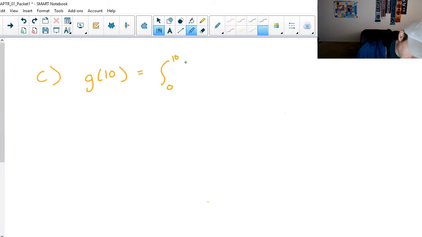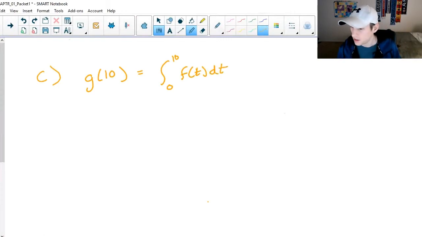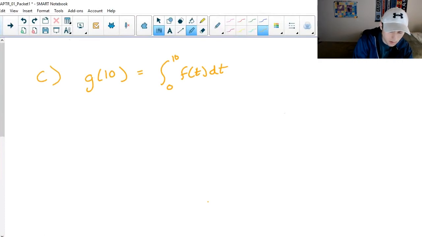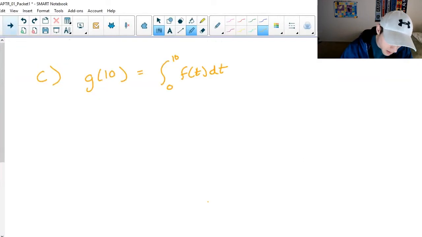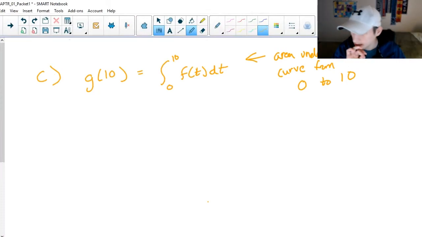So same thing. If I use the formula, if I'm given what I have in the beginning, that just comes from this right here. Just plugging in 10. But what does this represent? That represents the area under the curve from 0 to 10.